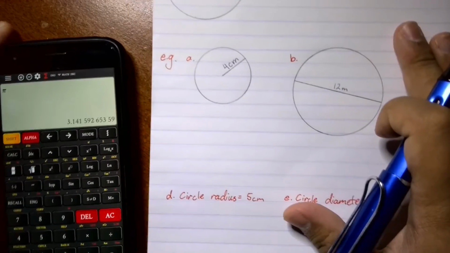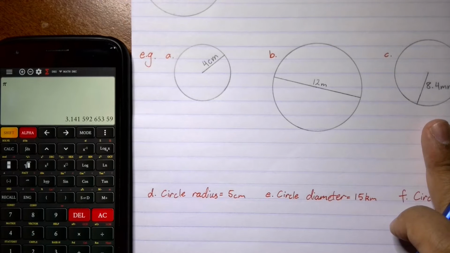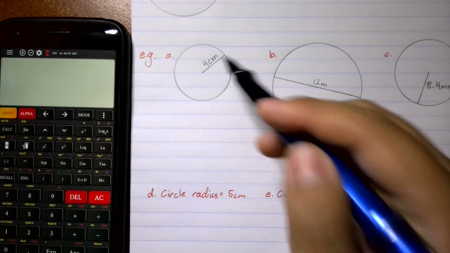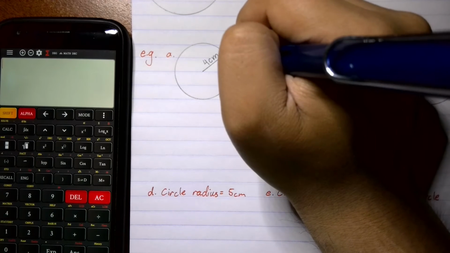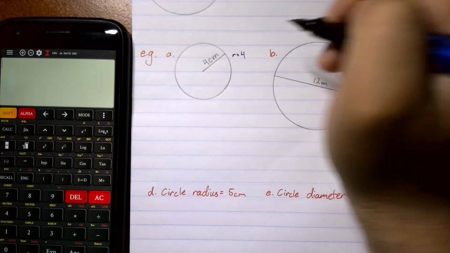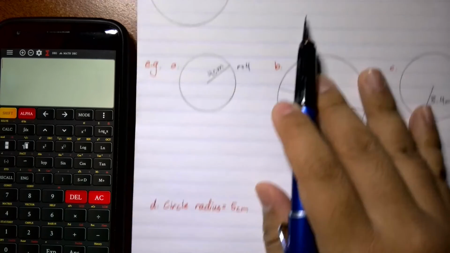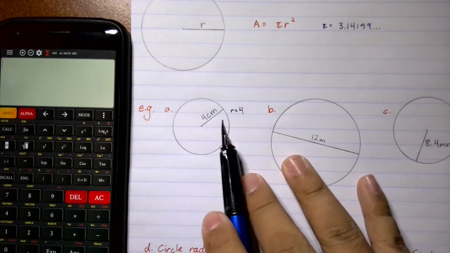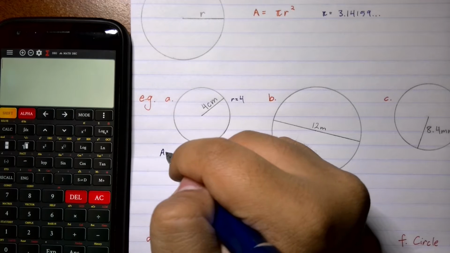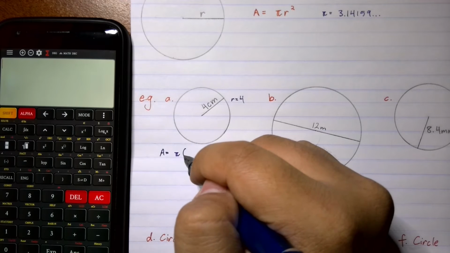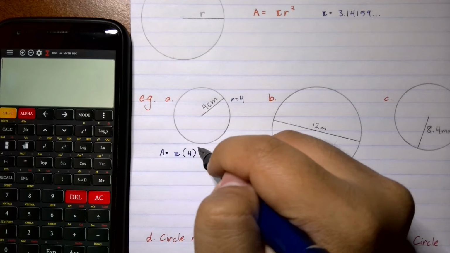Let's begin with a few examples. So here we have a circle with radius 4. Making it very simple, I like to write r equals 4, and it's just a matter of using that formula for this circle. So we write down A equals pi times 4 squared.